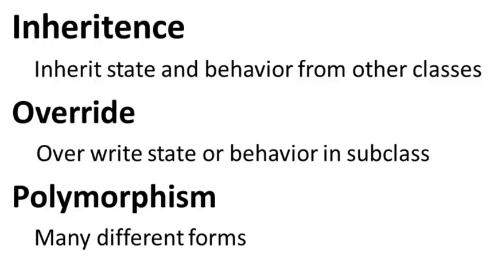Okay, in this tutorial we are going to discuss a few constructs of object-oriented programming. The first one is inheritance. Inheritance basically inherits the state and the behavior from other classes. Overriding is overwriting the state or the behavior in the subclass. Polymorphism, as the name specifies, means taking many different forms. Let's take an example and understand these concepts.